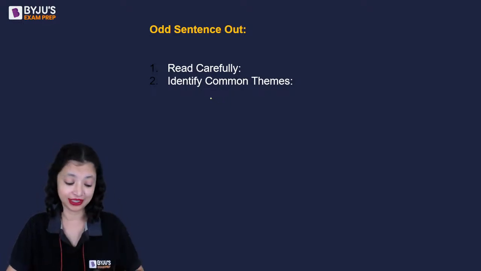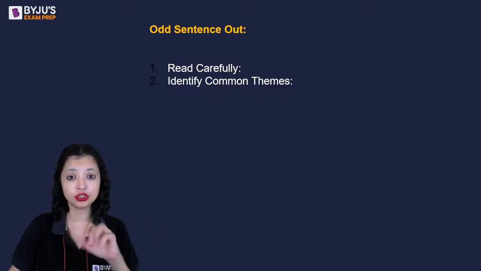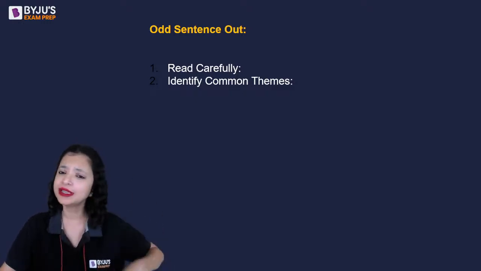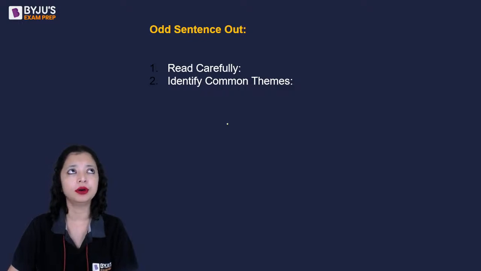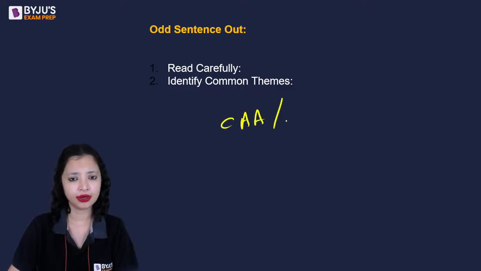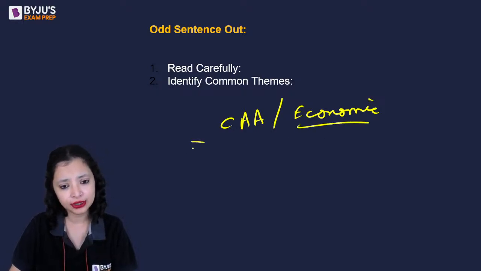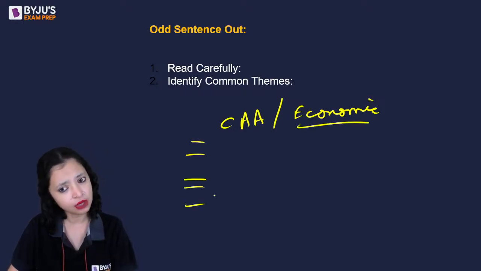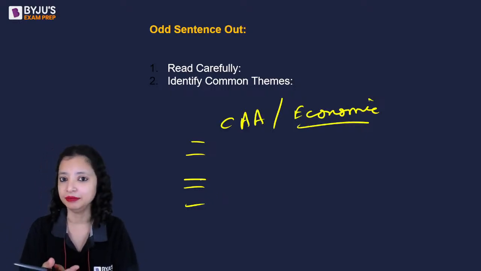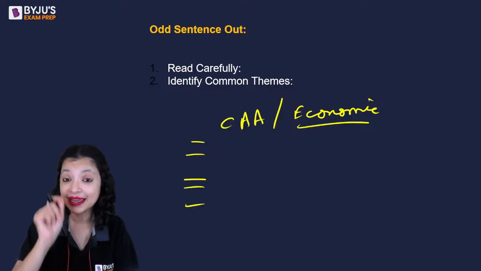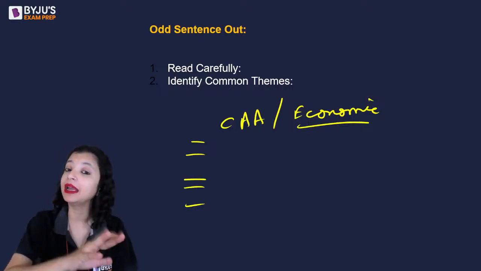All right, the first pointer, read your statements carefully. Second, identify common themes. But as I said earlier, every single line in the question is going to talk about a similar thing only. For example, if I write a paragraph on CAA, or I write a paragraph on the economic condition of the country, all the 5 lines will talk about the economic condition, but there will be a minor theme. Let's understand carefully what a major theme and what a minor theme is.